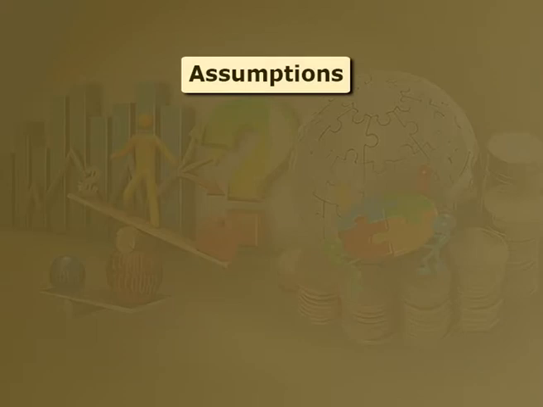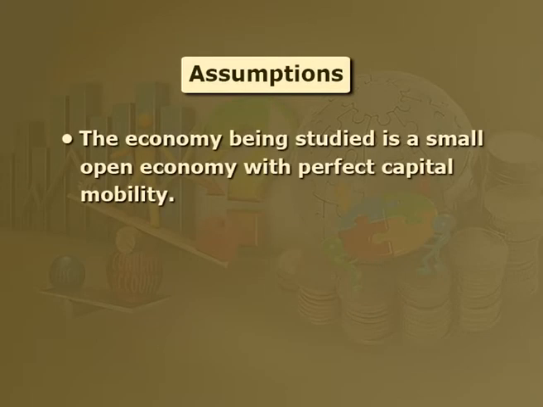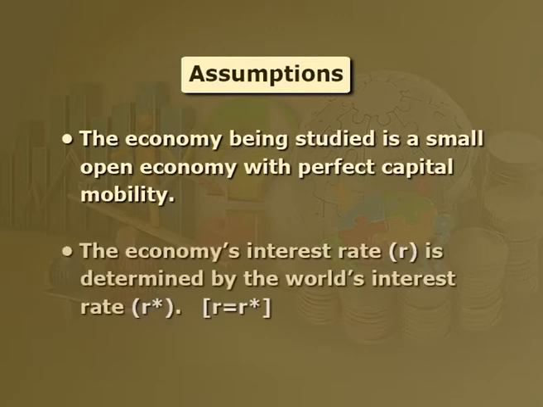The assumptions of the model are: the economy being studied is a small open economy with perfect capital mobility. The economy's interest rate is determined by the world interest rate, that is, r is equal to r star, where r is the domestic interest rate and r star is the world interest rate. This model is useful for understanding the problems related to whether a country should adopt a fixed or flexible exchange rate. This model also helps in understanding how the economy operates under a fixed exchange rate.